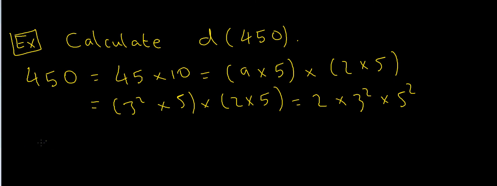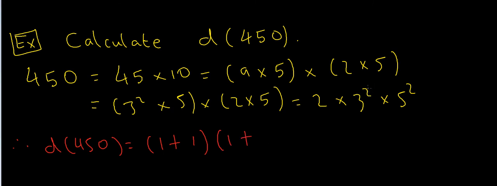So what's d of 450? So therefore, d of 450 is what? Well, in this case, my p1 term is 2, and my u1 term is 1, because the power of 2 is just 1. And the first term in the product is going to be 1 plus u1, but u1 in this case is 1, so that's going to be 1 plus 1. Then I've got to multiply that by 1 plus u2. u2 in this case is 2, because it's 3 to the power 2. So that's just 1 plus 2. And then I've got 5 squared. So in this case, p3 equals 5, and u3 equals 2. And 1 plus 2 is 3. So 1 plus u3 is this thing.